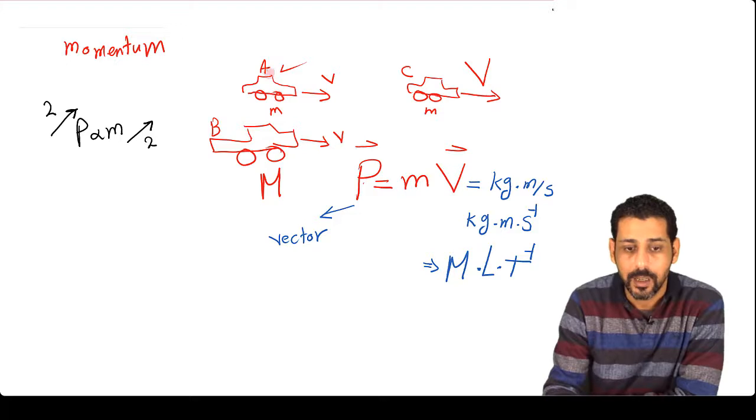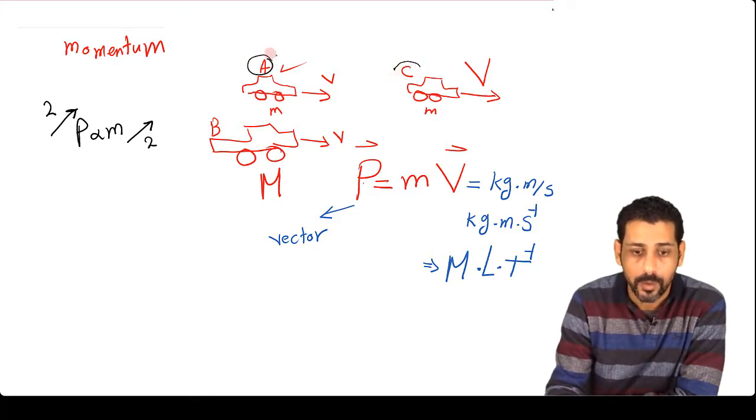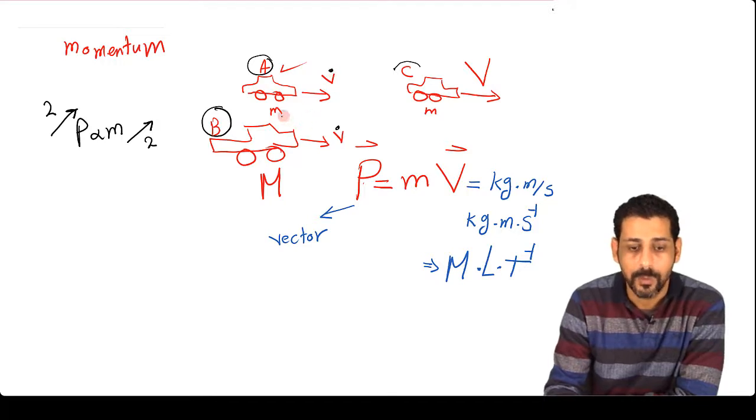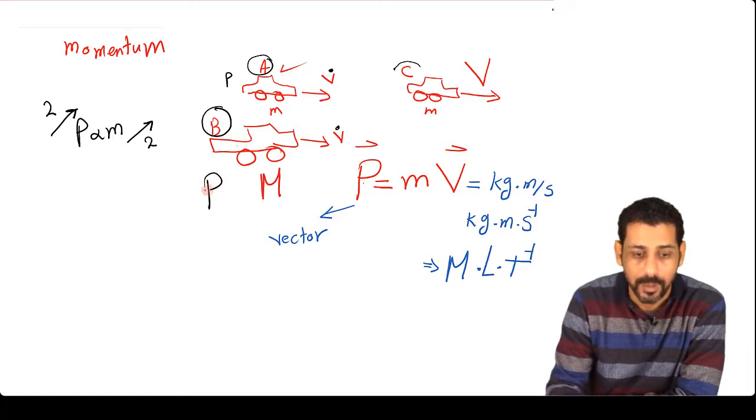We can see this in car A and car B. Both have the same velocity, so velocity here is constant. But the one which has a small mass has a small momentum, and the one which has a greater mass has a greater momentum.